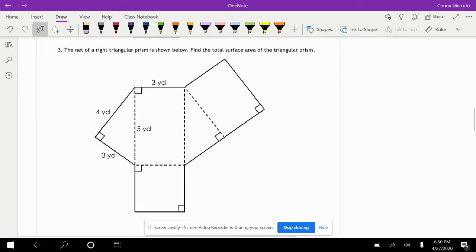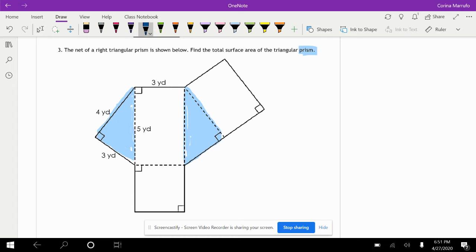All right, the next one, the net of a right triangular prism is shown below. Find the total surface area of the triangular prism. Okay, so since this is a prism, that means that you have 2 parallel bases, and in this case, it is a triangular prism, so that means that the 2 triangles here are the same size because it's a prism. So these are exactly the same. And then although it might look like some of the rectangles are the same, they are not. And we'll go over their dimensions.